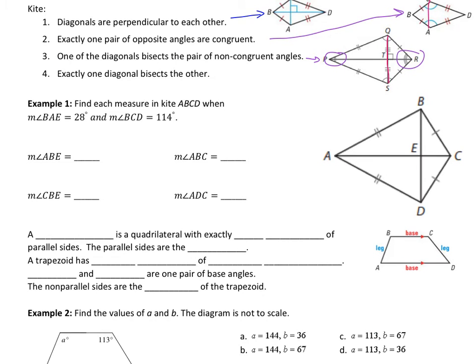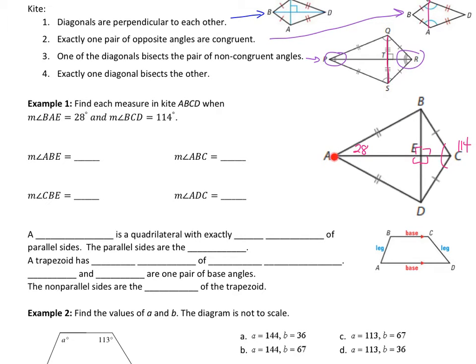We are going to use these properties now to fill in the missing angles in this kite right here. I know it's a kite because I have two sets of consecutive sides that are congruent. Then that tells me that these two diagonals intersect at 90 degrees, so angle E will be 90 degrees in all four triangles. The two measures they already gave us are BAE is 28 degrees and BCD is 114 degrees.